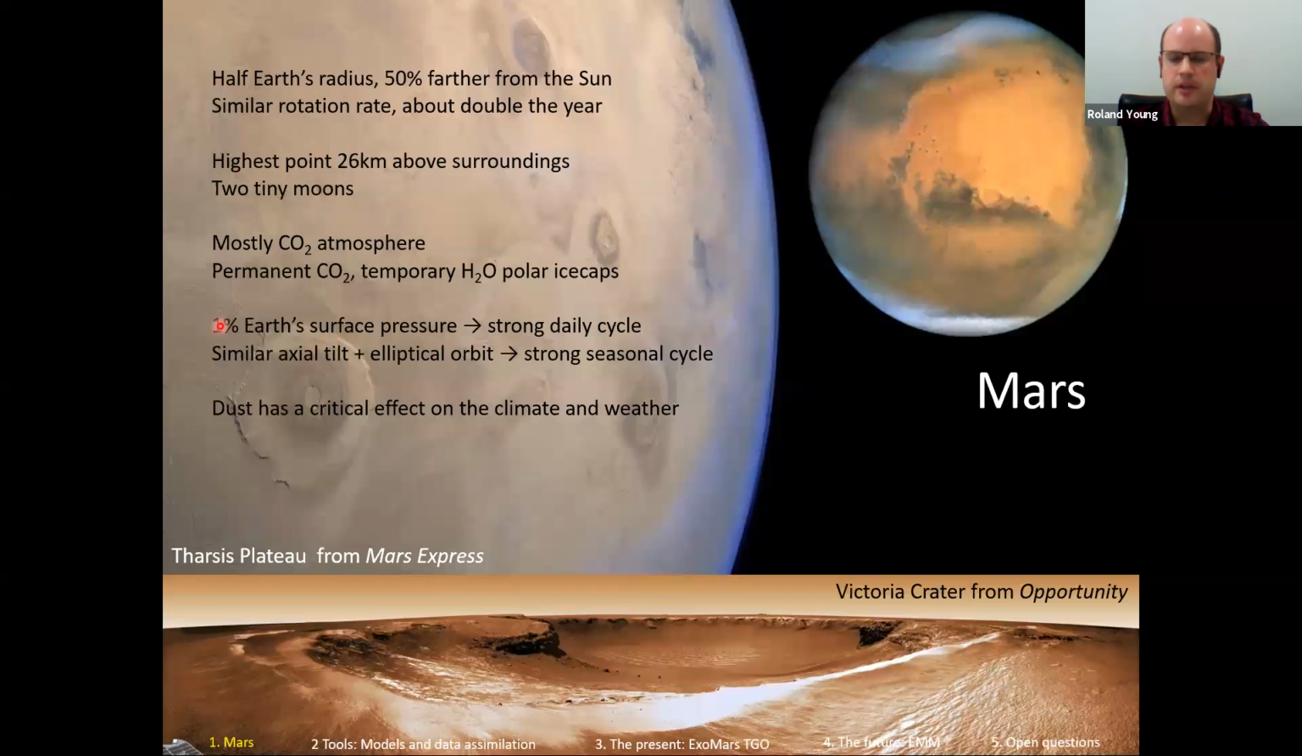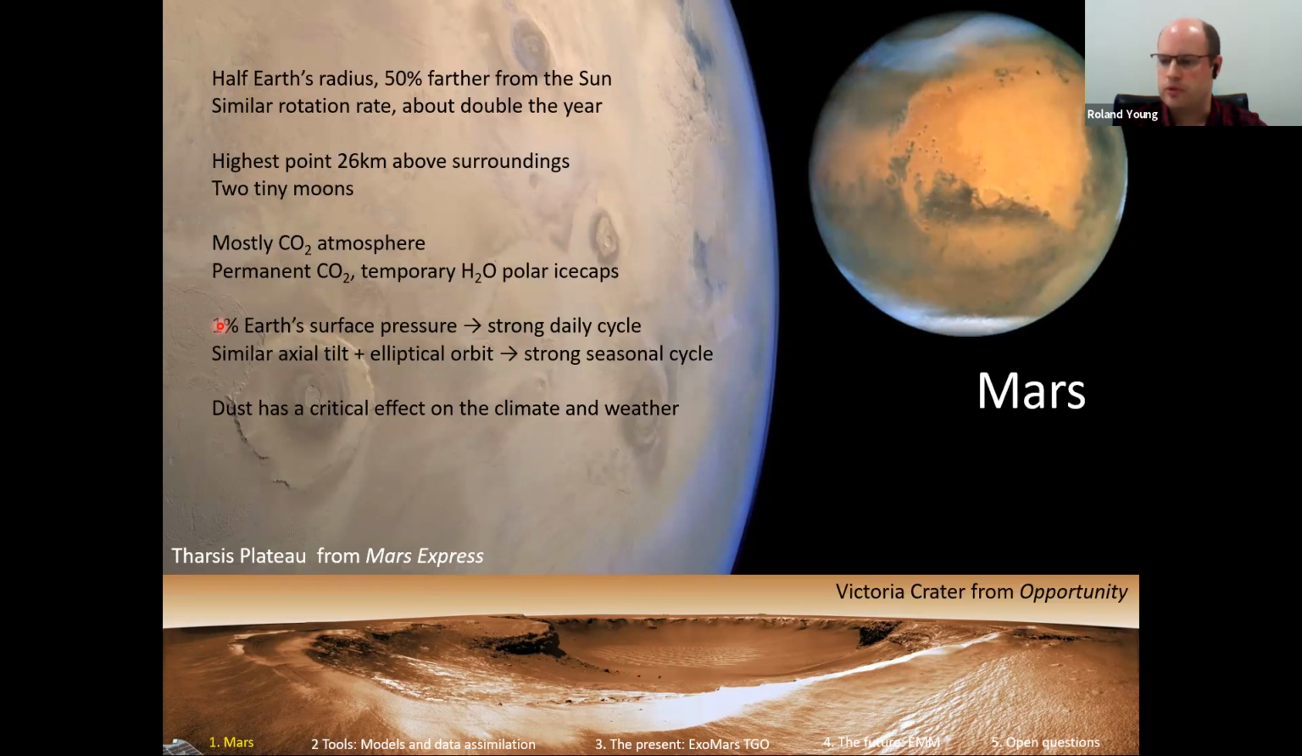As it's farther from the sun, it orbits in a longer time, and it takes about double the time to orbit the sun. But in some respects, it's quite extreme, more extreme than the Earth. It has deep valleys and high mountains. The highest point on the planet is 26 kilometers above the surrounding plains, compared with the Earth, where it's only 9 kilometers.